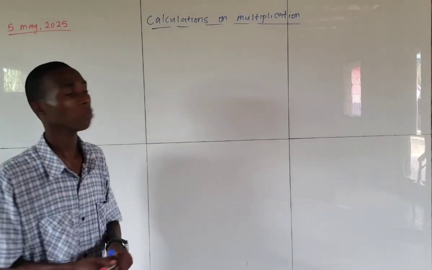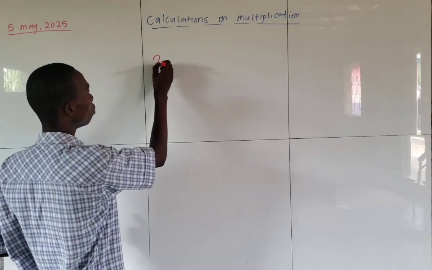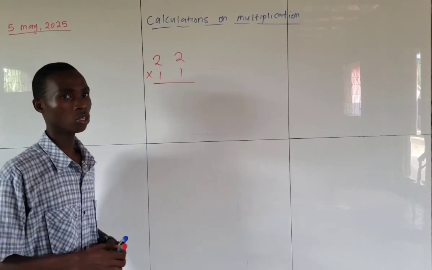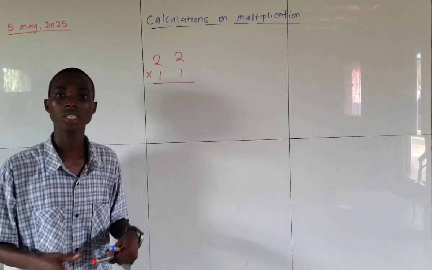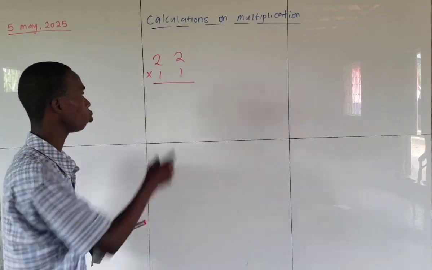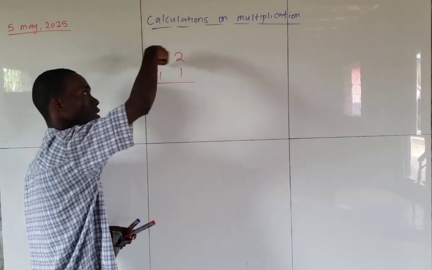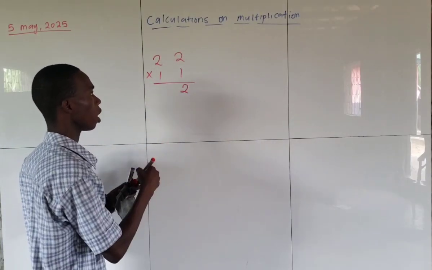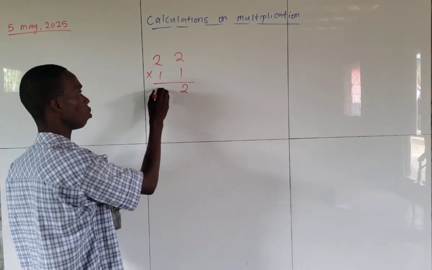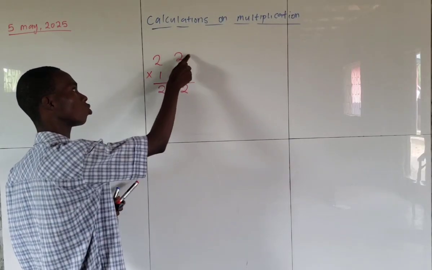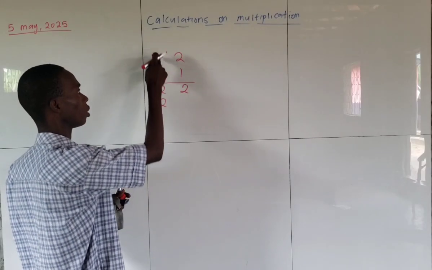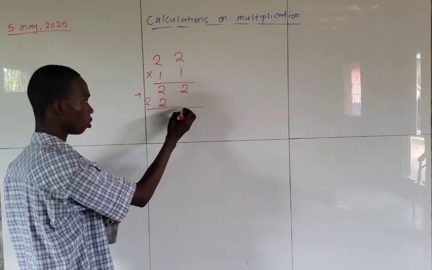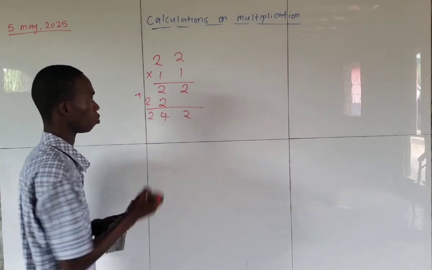Now if we are given, for instance, 22 times 11. We notice that if we are solving it in the normal way, we use this down 1 here. This down 1 will multiply the whole of this one. So 1 times 2 will give us 2, and then 1 times this 2 also will give us 2 again. And then 1 times 2 here will give us 2, and 1 times 2 will give us also 2. So if you add it up, this is 2, 4, 2.